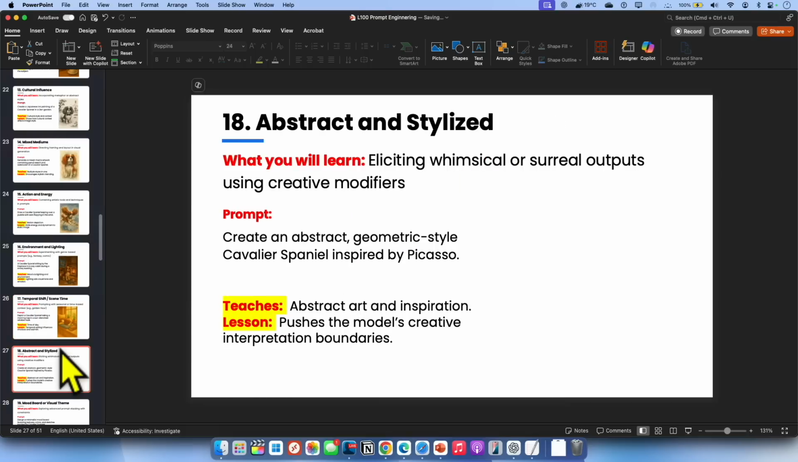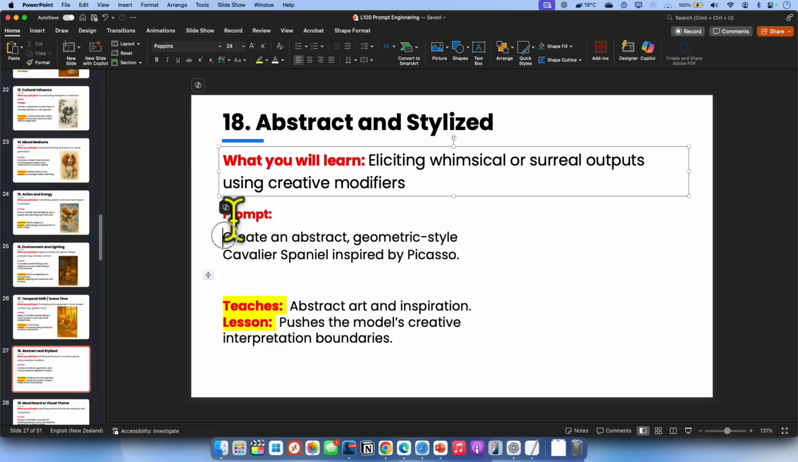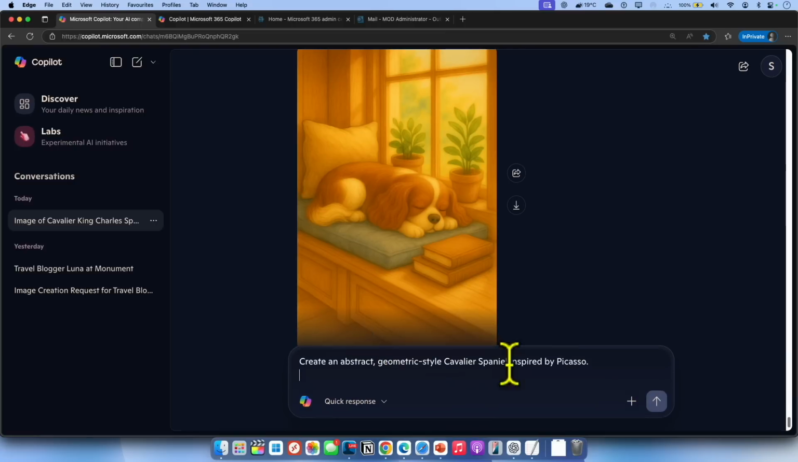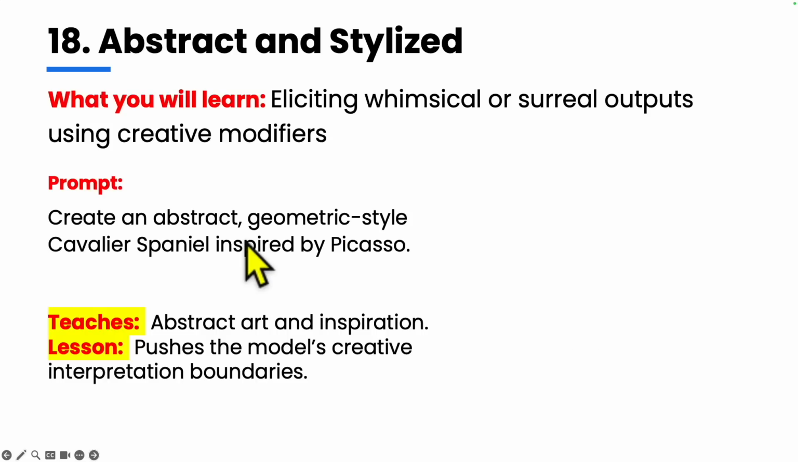The next example we are going to learn is abstract and stylized. So here what we are going to learn is eliciting whimsical or surreal outputs using creative modifiers. So the prompt is: create an abstract geometric style Cavalier Spaniel inspired by Picasso. Let's copy the prompt. Let's go back to the model and run this. Let's go back to the pack, and what it is trying to teach us is the abstract art format and inspiration, and it pushes the model's creative interpretation and boundaries.